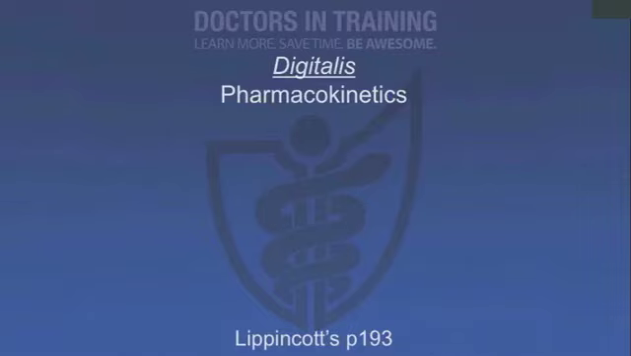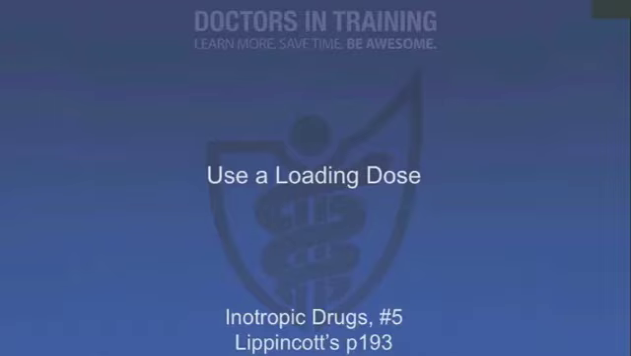Talking about pharmacokinetics for digoxin or digitalis, it has a relatively long half-life, about 36 hours, so this is going to stay in the body a long time. It also has a large volume of distribution, so we have to use loading doses when the patient comes into the hospital and needs to be started on digoxin. Sometimes we call this digitalizing the patient. We have to use a large loading dose to get their level up to a therapeutic dose relatively quickly.